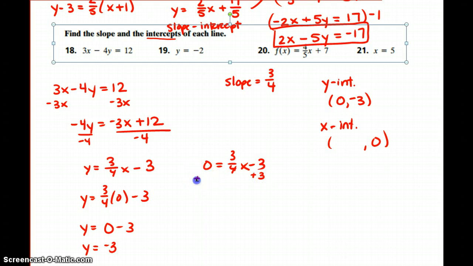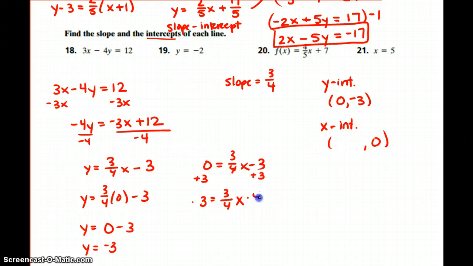So you have to add 3 to both sides. So 3 equals 3/4 x. Now we have a fraction. So I'm going to multiply both sides by its reciprocal. Actually, sorry, I'm going to multiply both sides by 4 just to be consistent. So I have 12 equals 3x. And then I'm going to divide both sides by 3. So x equals 4. So my x-intercept would be (4, 0).